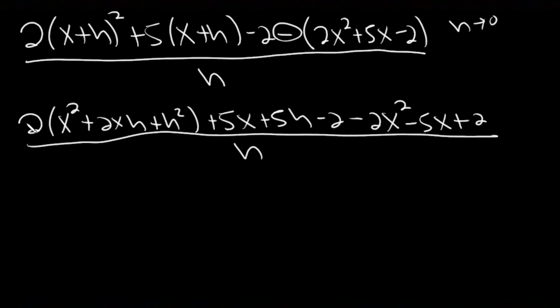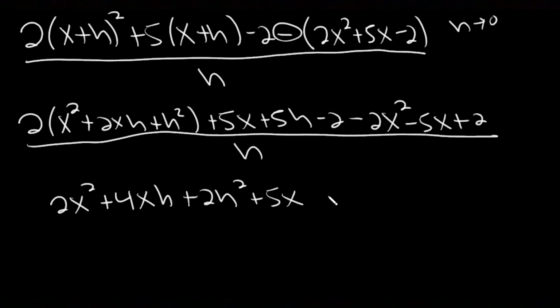So now I can take this 2 and I can distribute inside. That's going to give me 2x squared plus 4xh and then plus 2h squared. And then I have plus 5x plus 5h minus 2 and then minus 2x squared minus 5x plus 2, and again, all over h.